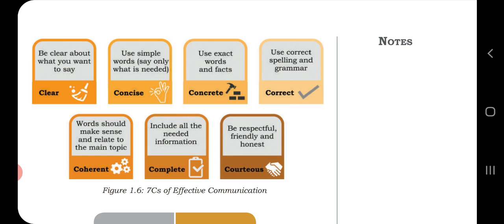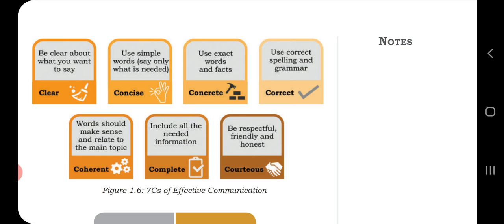Fifth principle of effective communication, coherent. Words should make sense and relate to the main topic. Whatever we are speaking should make sense to the main topic. We should not falter from our main topic. If we are speaking about something, our whole speech should be related to that topic. We should not wander away in our speech.